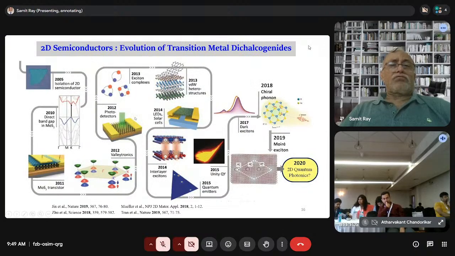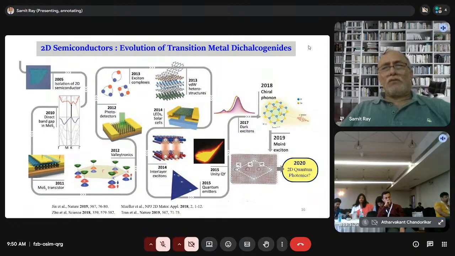If you see, most of the work actually started after 2010, more than one decade ago, when somebody found a direct band gap in monolayer MoS2. A lot of work is going on about detectors and heterostructures. And now we are entering into photonic devices using these materials. So this field is moving with a speed.